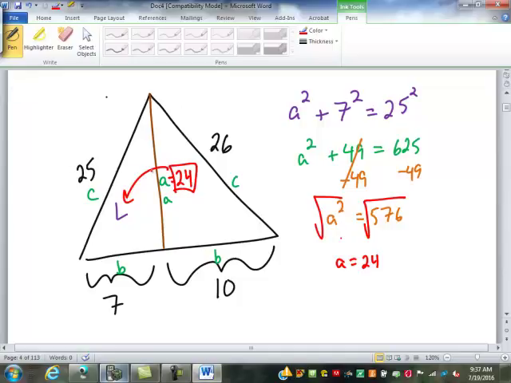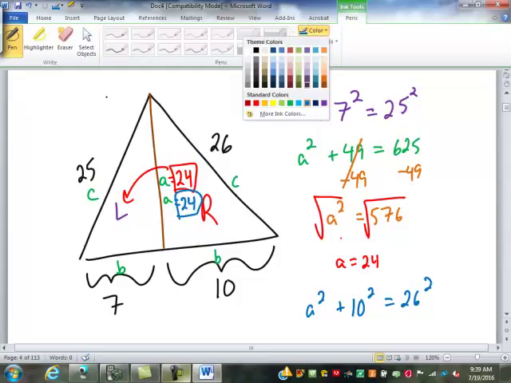I want you guys to do the triangle on the right side and see what you come up with for A. See if it's also 24. I'll give you a couple minutes in your notes. So from the right side, what do you get? That A squared plus 10 squared equals 26 squared. Do you come up with 24 for A? Yes.